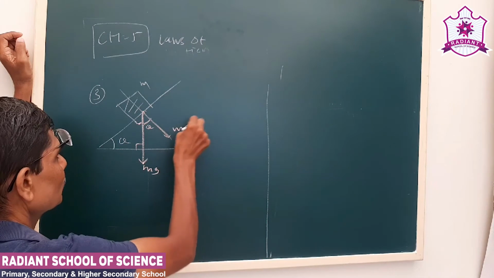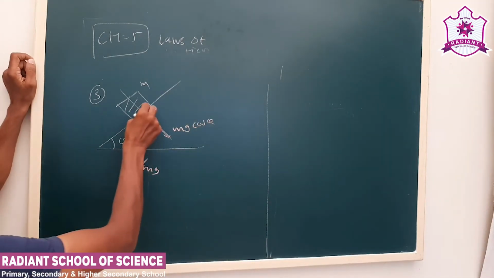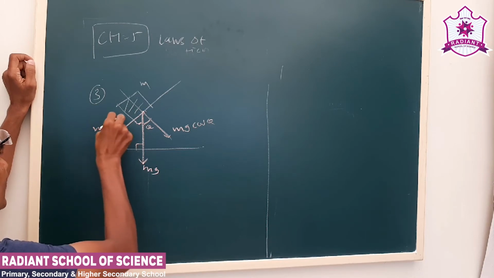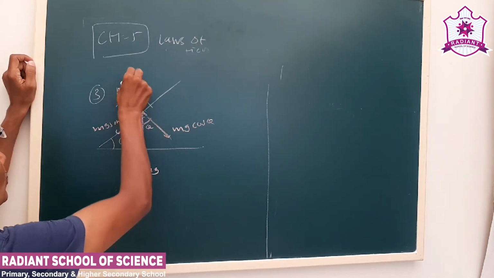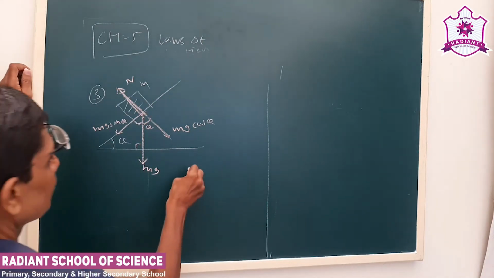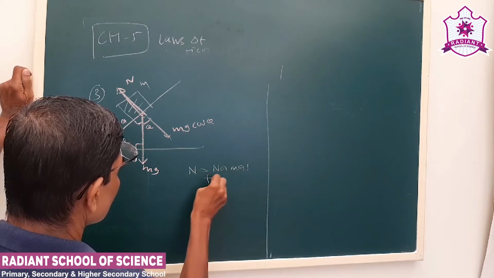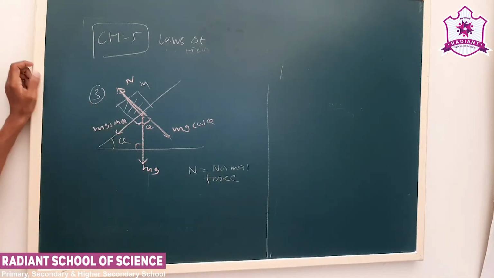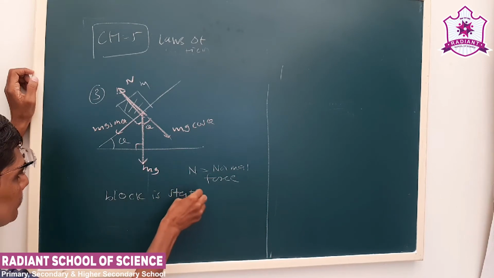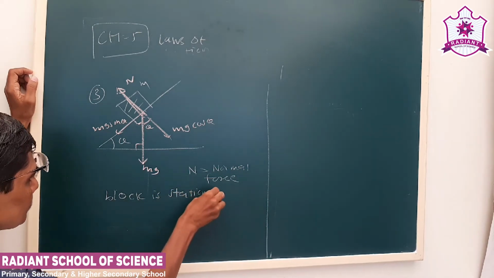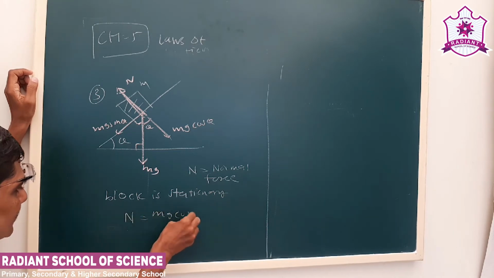See, by the definition of component of a vector, mg cos theta and mg sin theta. See here we have to calculate the normal force. Okay? N is, see here the block is stationary. So the normal force will be N is equal to mg cos theta.